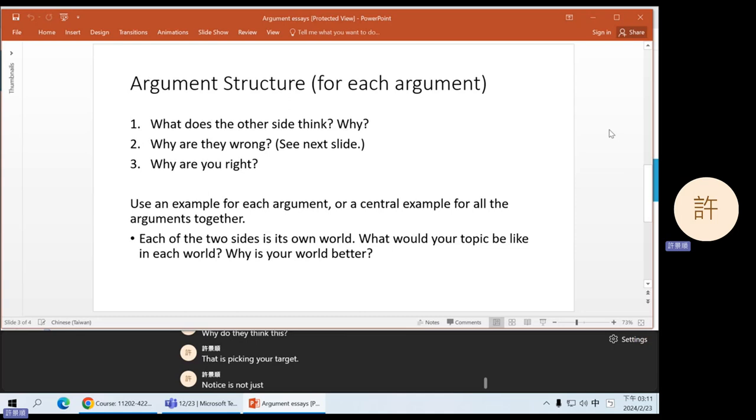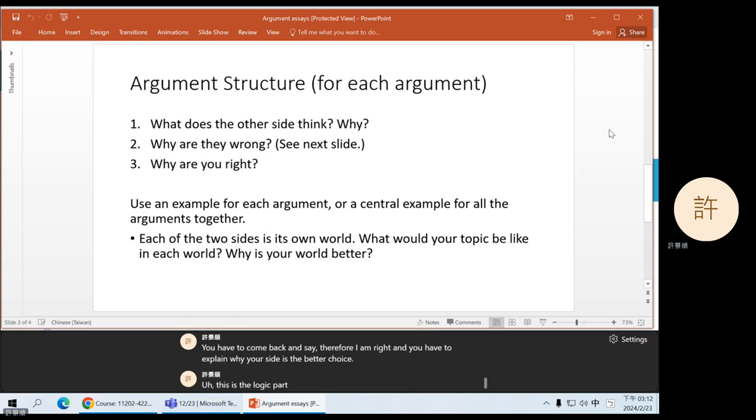Notice it's not just what do they think. You still have to explain why do they think this? What is their logic? If you don't add the logic, it doesn't sound convincing. It sounds like you're picking random targets. We don't know why exactly you're talking about this part of the other side. You have to show why some people actually do believe this, why it's plausible, 有可能的, for some people to believe this. Then second point, after you aim, then you attack. And I will explain in the next slide, how do you attack? And then the third one, you have to come back and say, therefore, I am right. And you have to explain why your side is the better choice.